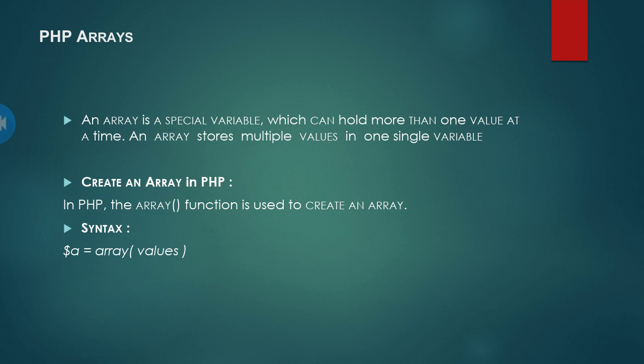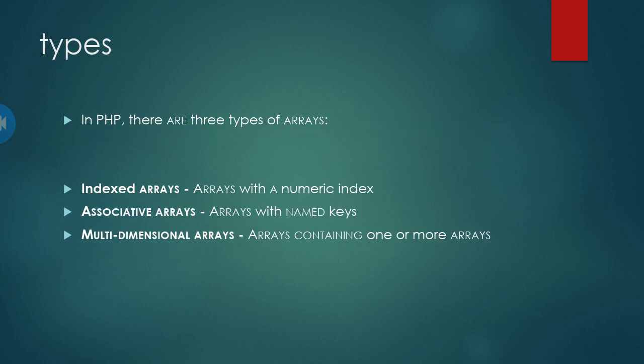For example, I want to create an array which can store 100 values of students. So I can simply create an array, and in the brackets we have to give the values. Whatever value we give in the brackets is a parameter. So I hope it is clear to you what the syntax is to create an array in PHP.